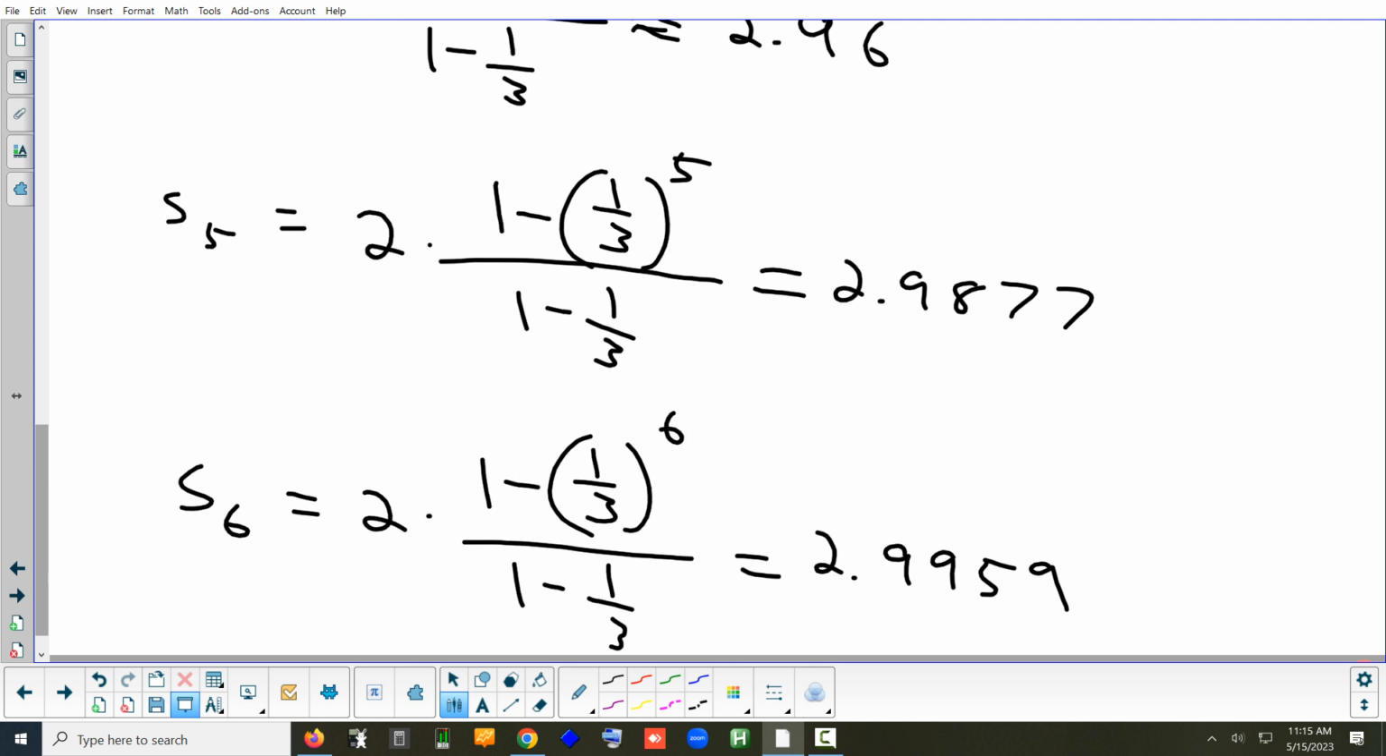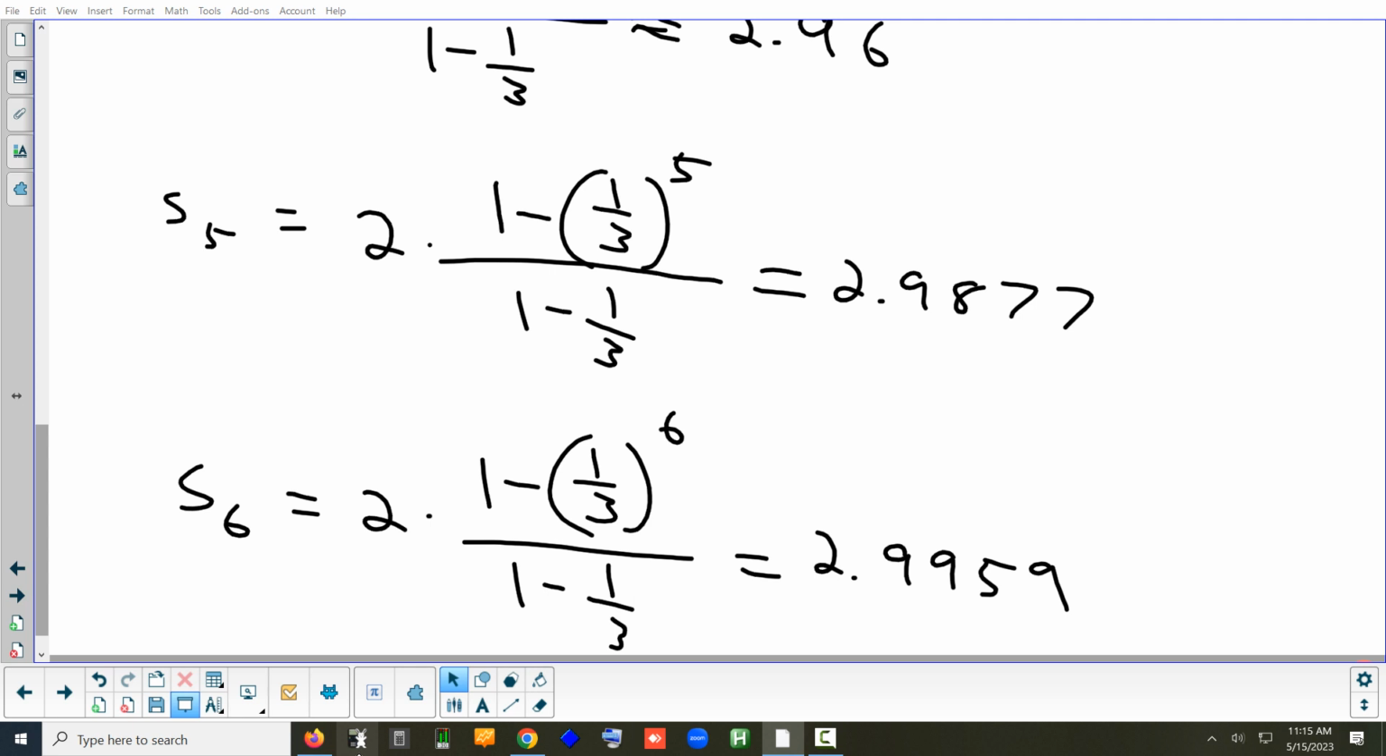So if we were to add up infinitely many terms, what would you think it would add up to? Yeah, it would add up to 3. Or it would approach 3. It would get as close as you want to get to 3. Technically, it never reaches 3 because you can't add up infinitely many things. But if you could, it would hit 3.